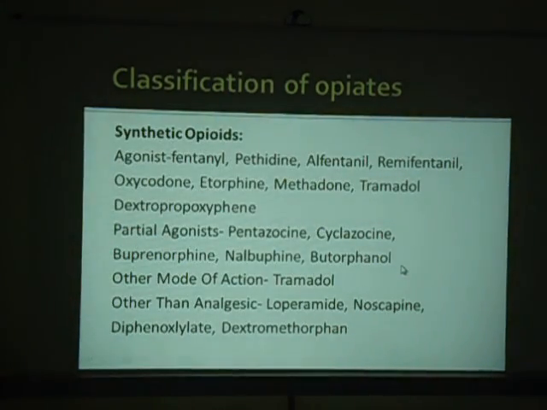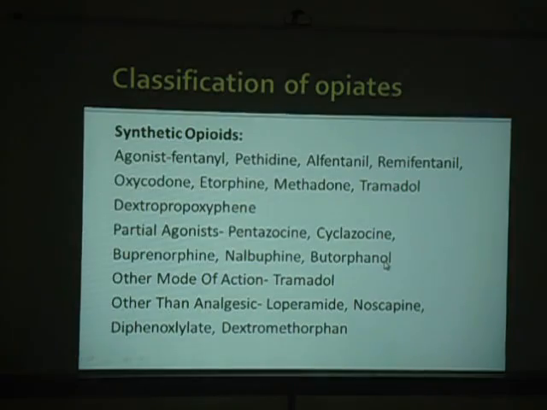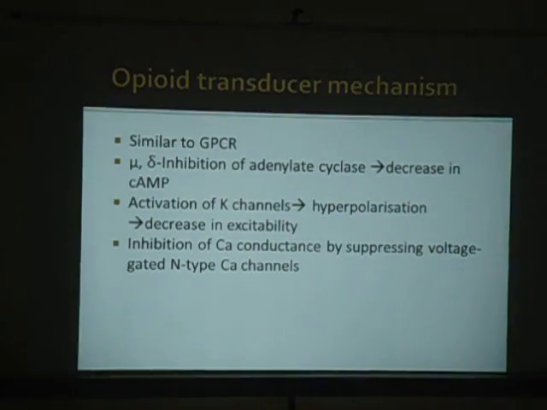Loperamide is a drug which cannot cross the blood-brain barrier, yet has some of the morphine effects. It is commonly used for its constipating effect in cases of diarrhea. Diphenoxylate and dextromethorphan find their use in cough-suppressing syrups.